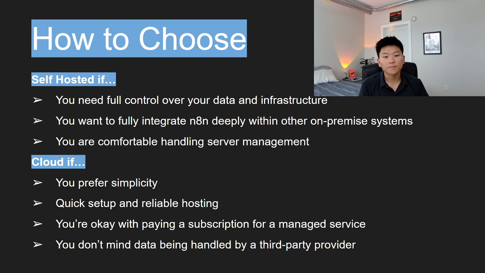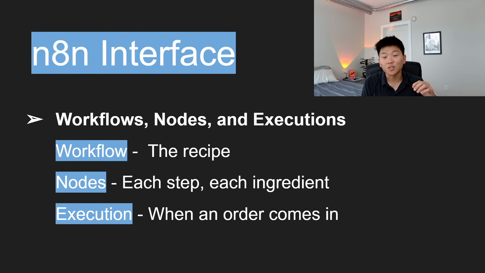Okay, so before we actually hop into n8n and look around at the interface, it's probably important to understand the difference between workflows, nodes, and executions. So I'm going to break this down as simply as I can. Pretend you're in a restaurant. We've got workflows, which are going to be the recipes. Nodes are going to be the ingredients, the steps within each recipe. And then executions are going to be every time someone sits down and orders that specific recipe or workflow.